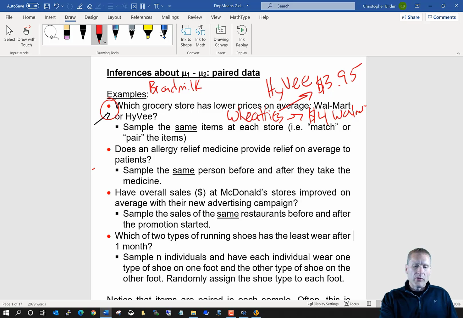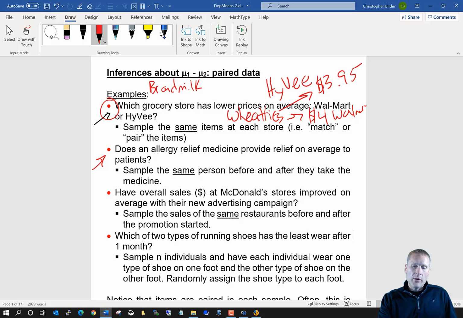Another example where dependent samples come about is, let's say you have some kind of medicine you're taking, maybe allergy relief medicine. And you're interested in whether an allergy relief medicine actually works. Does it provide relief on average to patients? A pharmaceutical company would be very interested in something like this. When they do a clinical trial, they would investigate this.